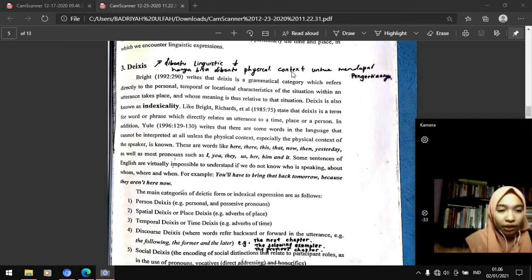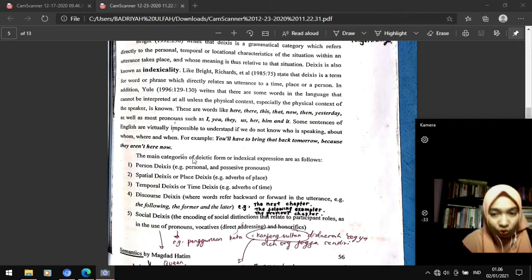But if you already know that because you have an appointment on the campus, so you know that here means campus. Yeah, so that's what we call as deixis. So that's why there are some main categories. We have person deixis, spatial deixis, temporal deixis, discourse deixis, social deixis.